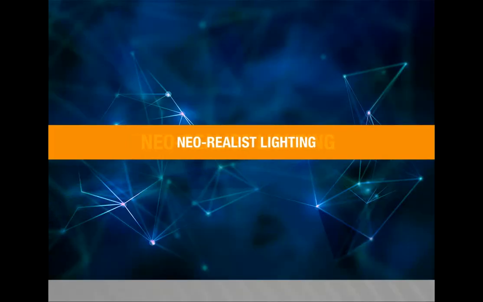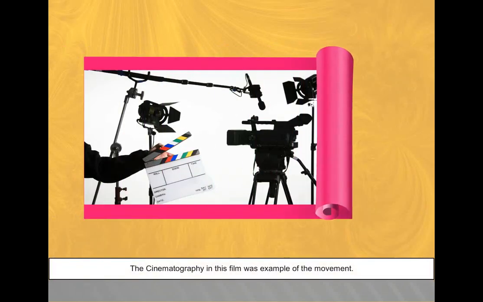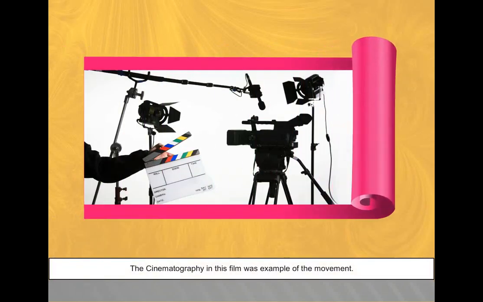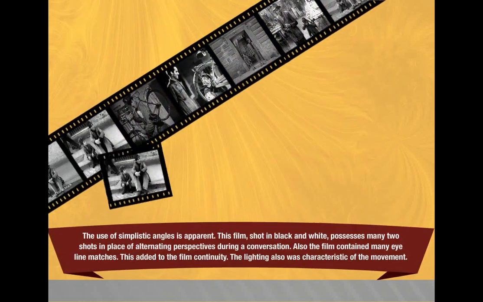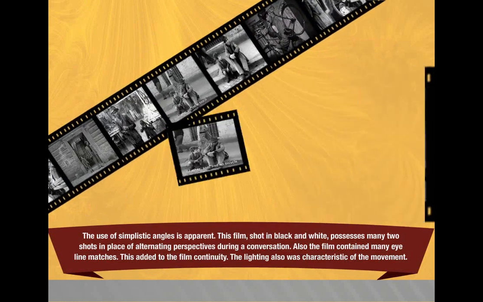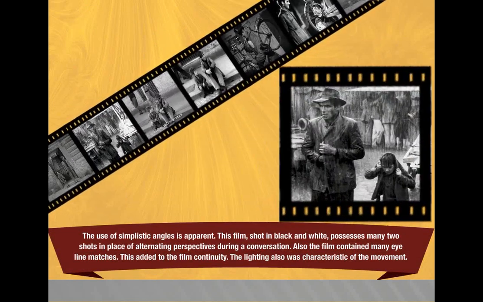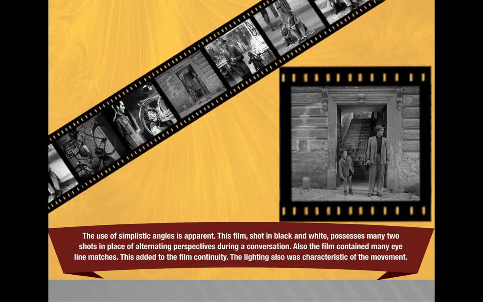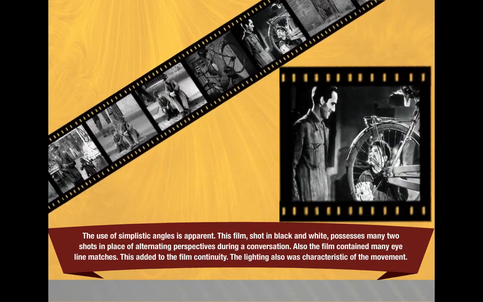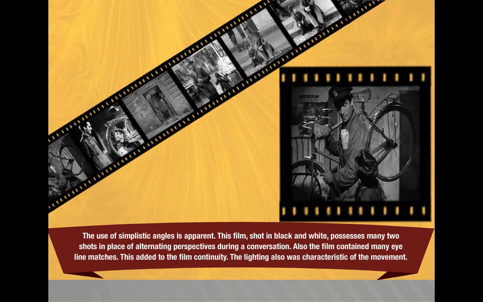Neo-realist lighting. In this video, we are going to see about neo-realist lighting. The cinematography in this film was the example of the movement. The use of simplistic angles is apparent. This film, shot in black and white, possesses many two shots in place of alternating perspectives during a conversation. Also, the film contained many eye-line matches. This added to the film's continuity.